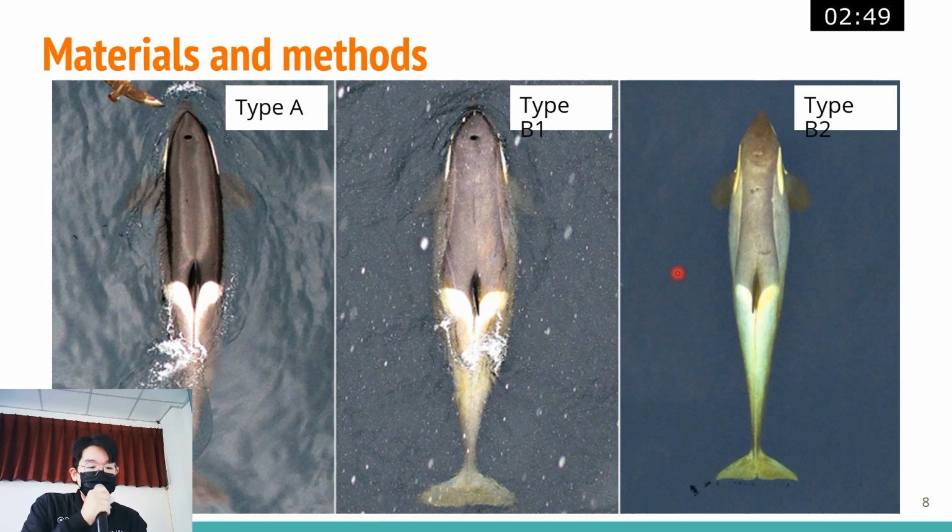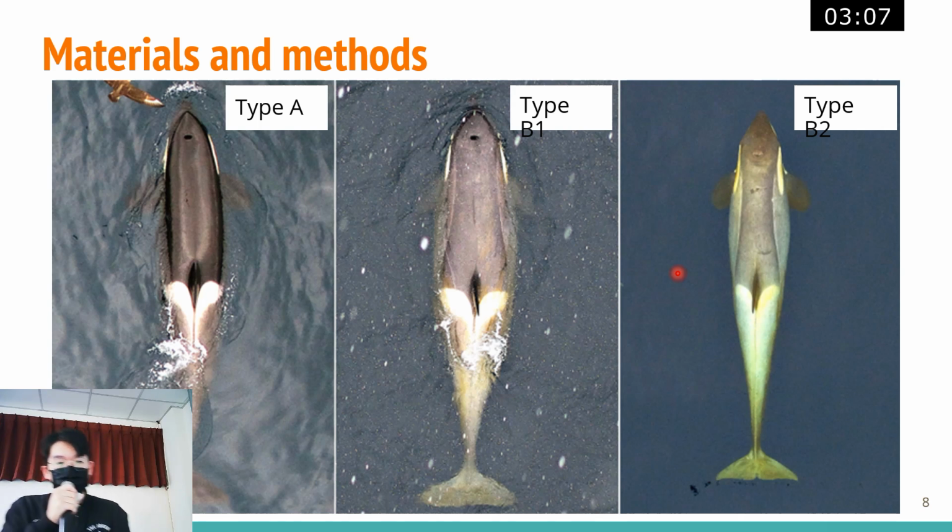Type A is the largest one, with adult males around 7 meters. This is the most typical one with black and white contrast, resembling the typical noticeable image of a killer whale.